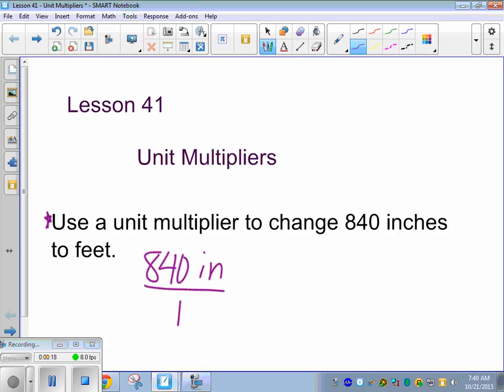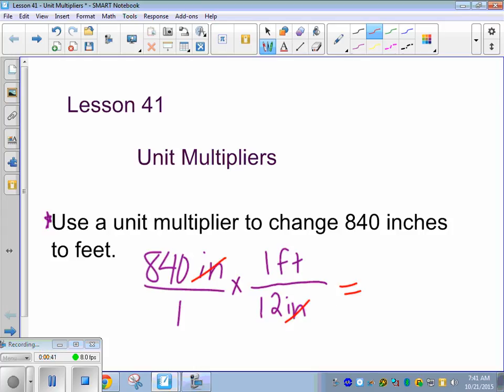We want to convert it to feet, so we're going to multiply by 1 unit multiplier. There are 12 inches in a foot. If inches is in the top, then inches has to go in the bottom. So 12 inches is equal to a foot. So we're really multiplying by 1. We're not changing the value, okay? And we can cross off the inches here.